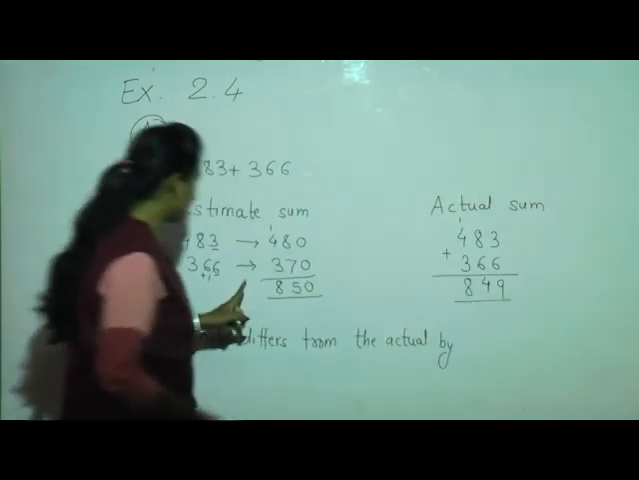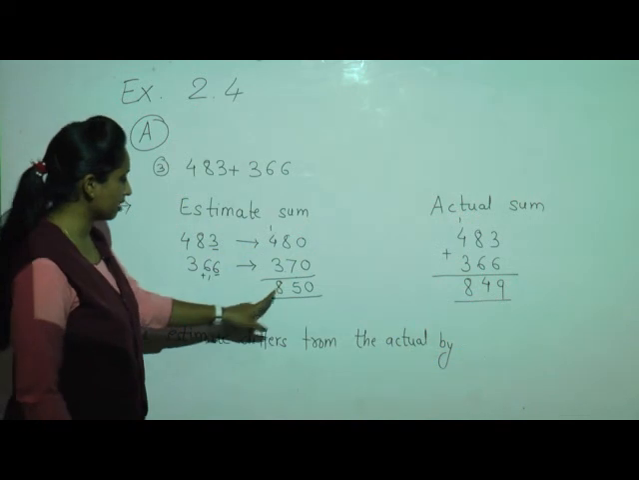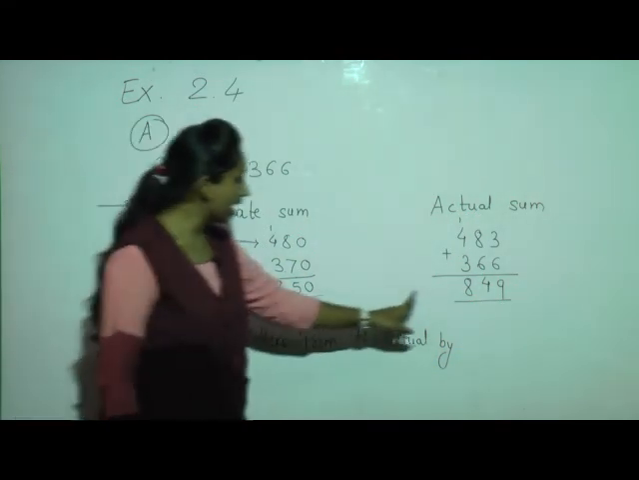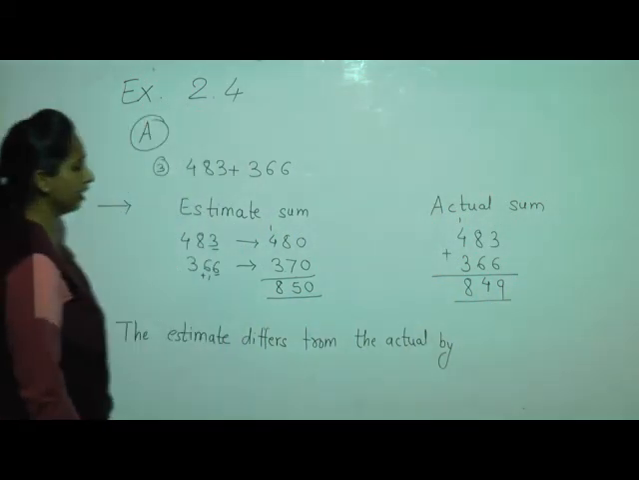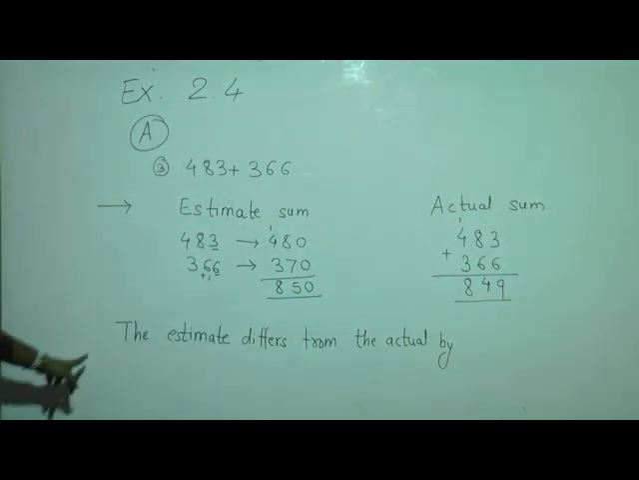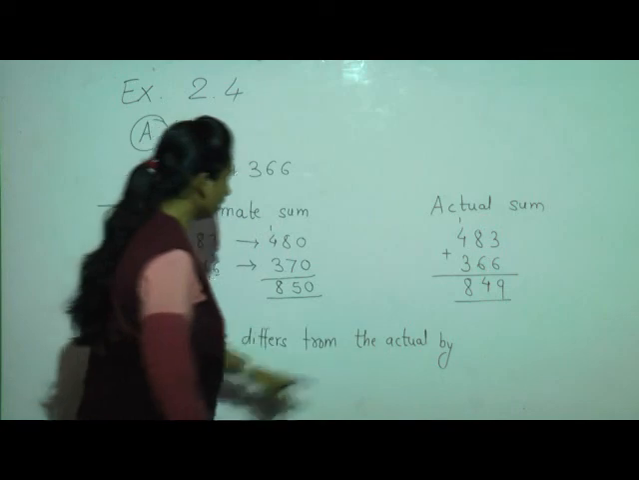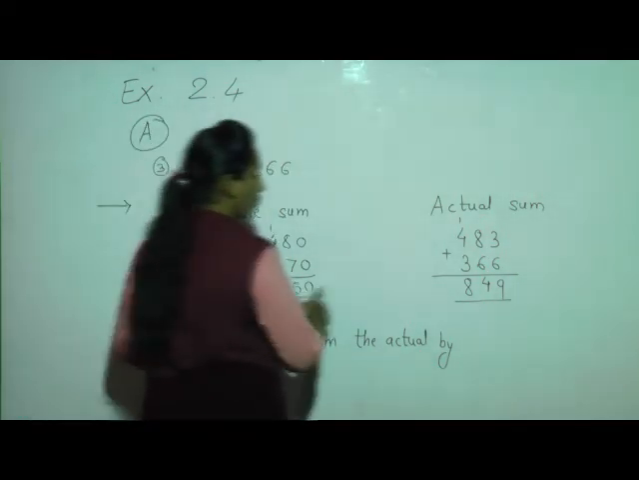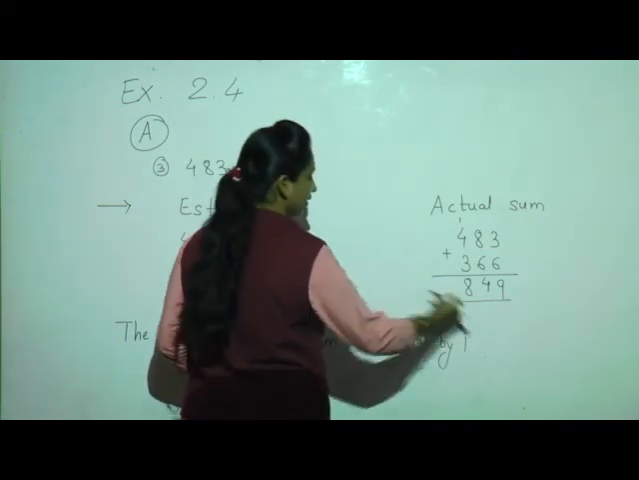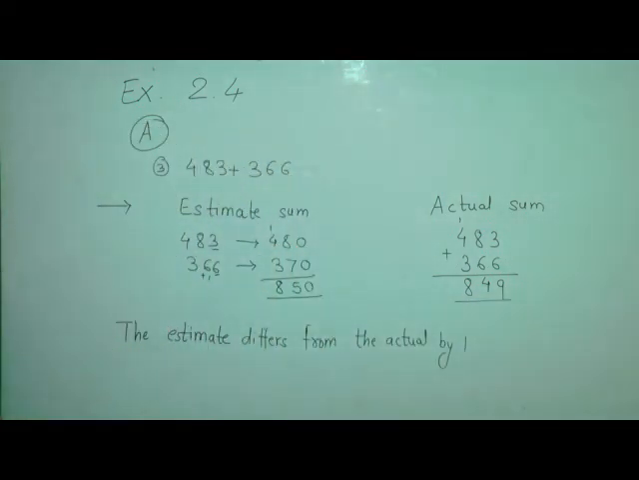Now see the estimate sum and actual sum. Estimate is 850 and actual is 849. So the estimate differs from the actual by one. 850, 849. Understood? Yes? Clear till here? Shall we move to the next sum? Yes, I will solve 2 more sums for you.